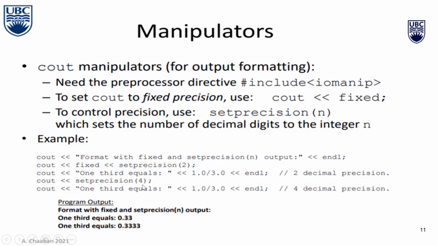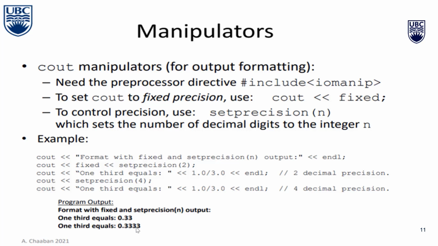So we will write cout precision of 4. This will control the precision to 4 decimal digits. After that, we write cout 1/3 equals and write 1 divided by 3, then end line. So the computer will print the value of 1/3 to equal 0.3333 as we set precision to 4.